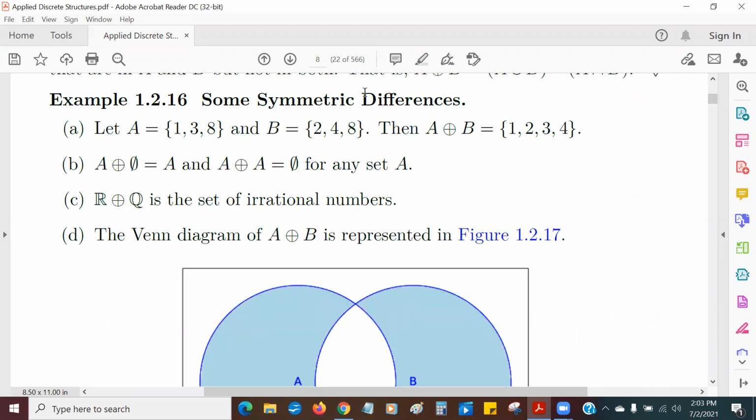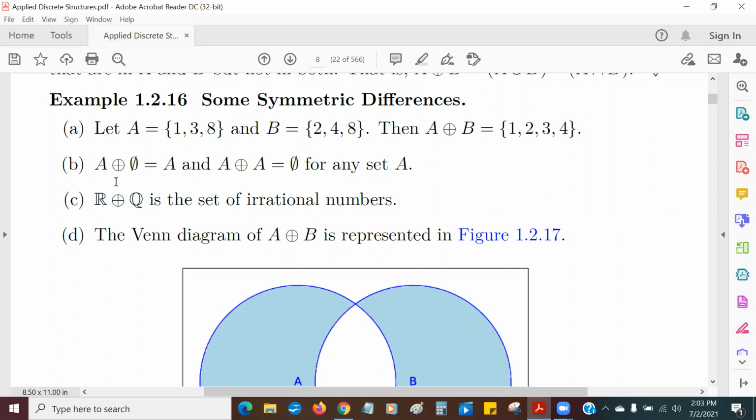Actually, before we do that, I just want to look at some of these examples here. I skipped this, so I want to go over it. A is {1, 3, 8}, B is {2, 4, 8}. The symmetric difference of A and B is {1, 2, 3, 4}. So these are all the things that are in A or B, but not in both A and B. Notice, which winds up being everything except for the number 8.